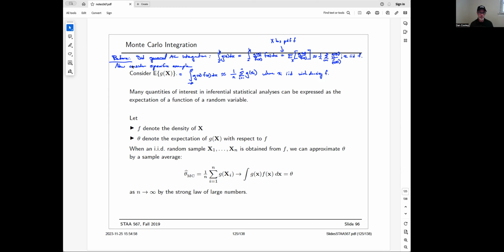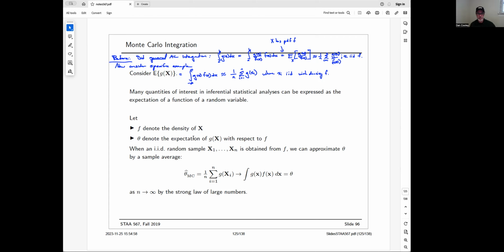Okay, now what we're going to do is change the setting. We want to consider an expectation. And an expectation by definition is an integration with respect to some density. Here our function of interest is g with respect to some density. And so if I can draw from this density, the candidate density is basically already given to me by doing this expected value with respect to some random variable x with density f.